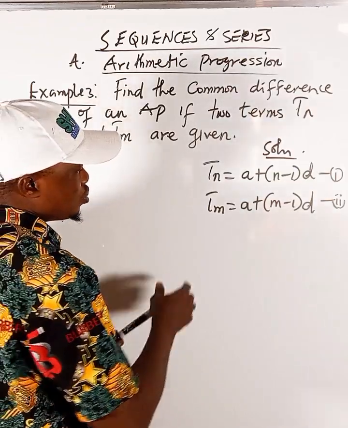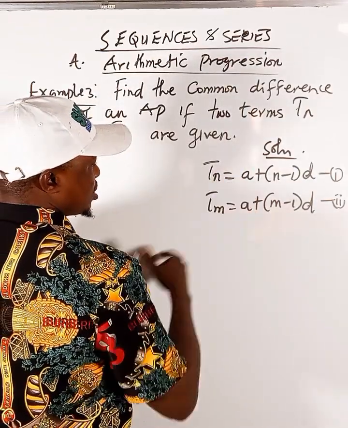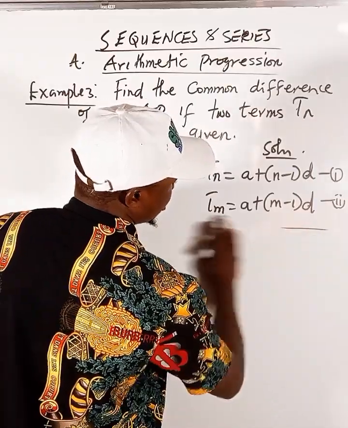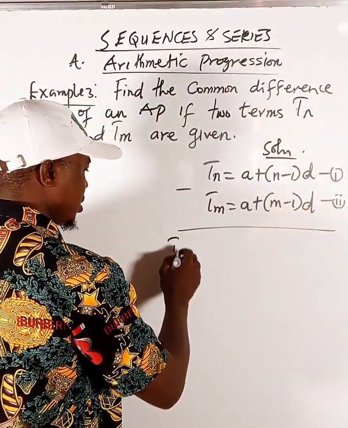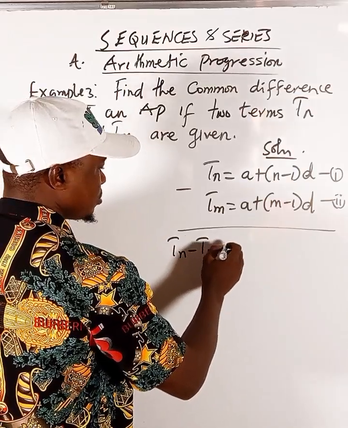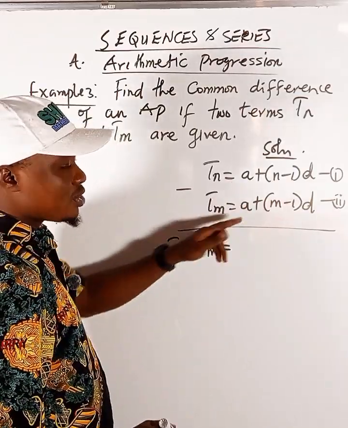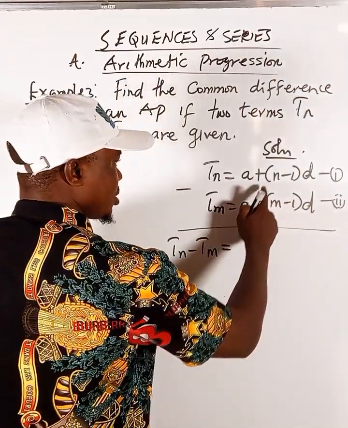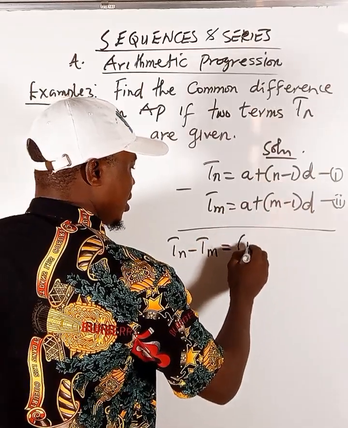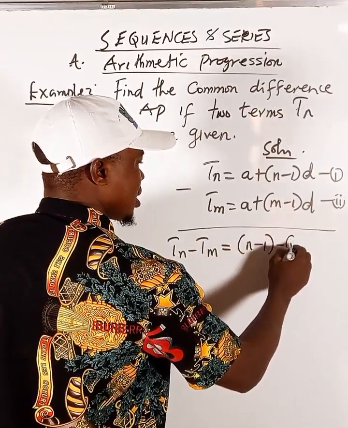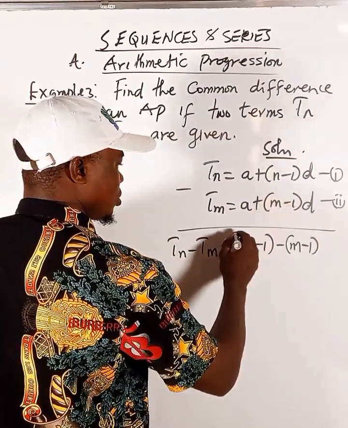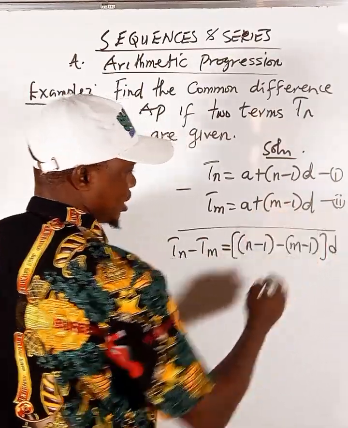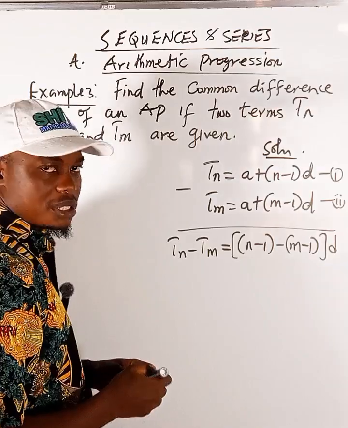So from here, what do we do? We subtract this from this. That is, we do subtraction. We're going to have Tn take away Tm will be equal to A minus A. That will go. This minus this, we're going to have n minus 1 minus m minus 1. But D is common, so we just put D at the back here, like we factor out D.